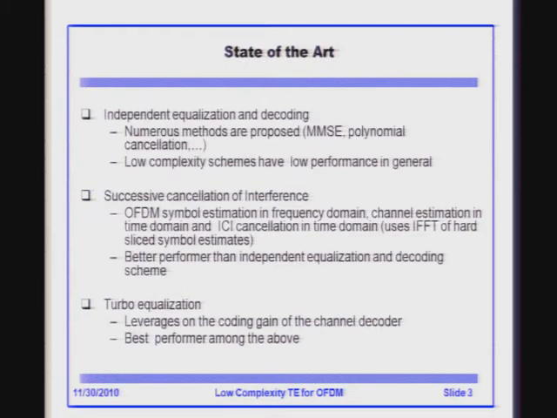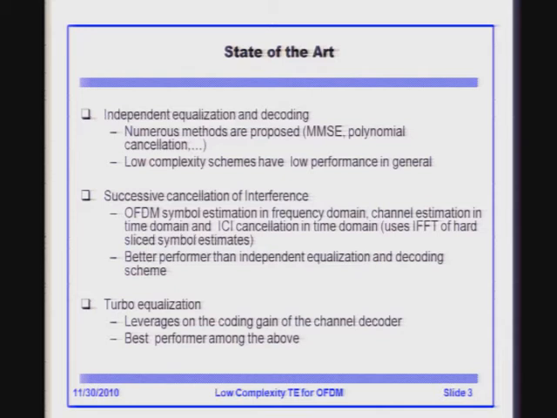So what is available today? Generally speaking, we have three different kinds of equalizers for OFDM. One is the traditional one, the classical one, which has the decoder and the symbol estimator, or detector, as they call it, and they are separate.